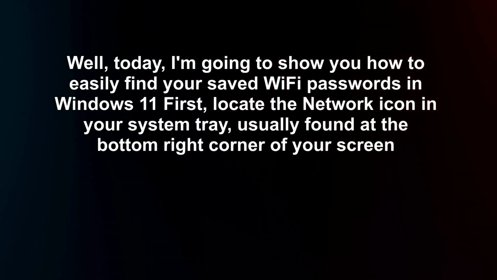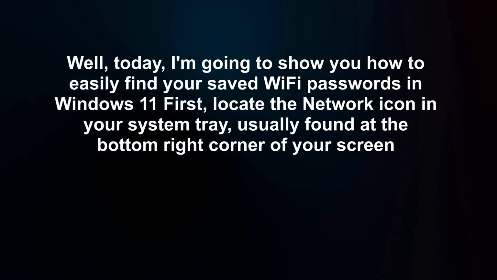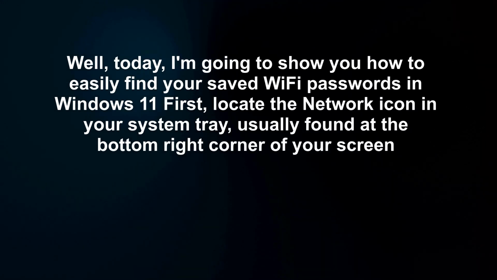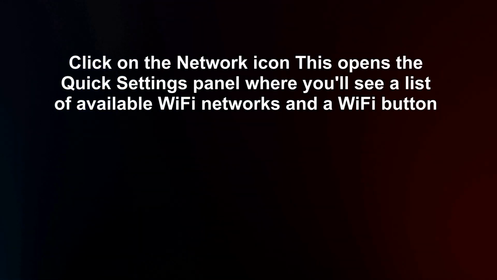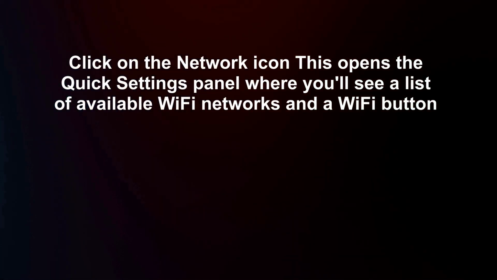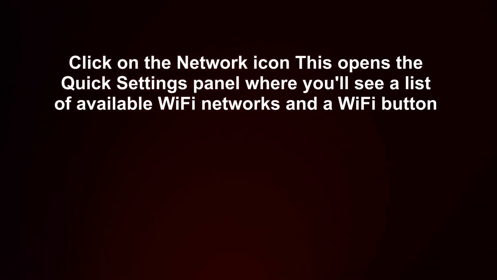First, locate the network icon in your system tray, usually found at the bottom right corner of your screen. Click on the network icon. This opens the Quick Settings panel where you'll see a list of available Wi-Fi networks and a Wi-Fi button.